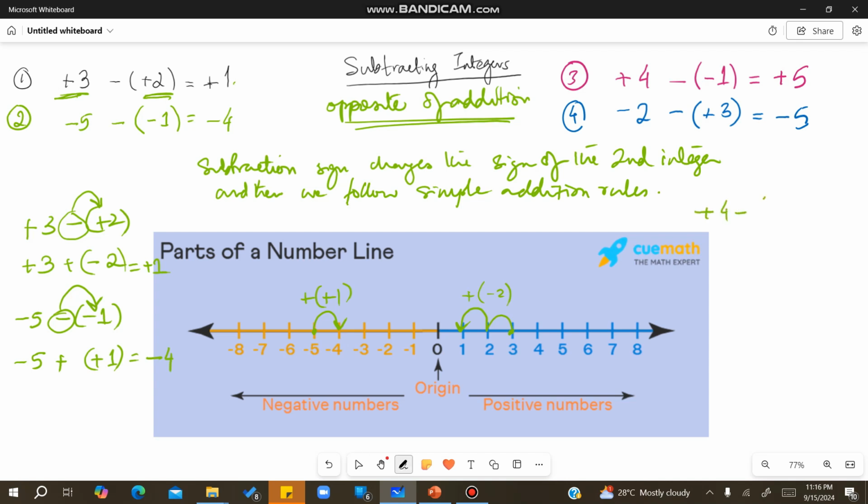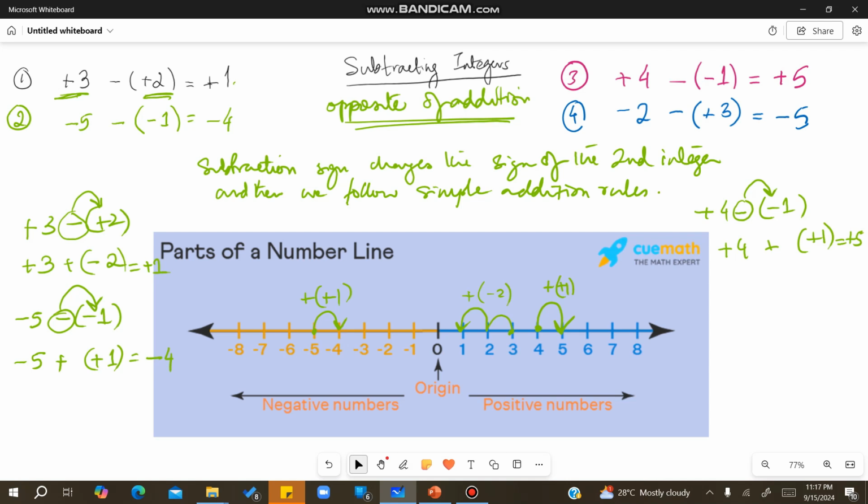Let's look at the third example. +4 minus a -1. What is happening here? The subtraction sign is going to change this minus into a positive. So we have a +4 and we're adding a +1 to it. So let's look at it. We are at +4 and we add a +1 to it. So we land at +5.